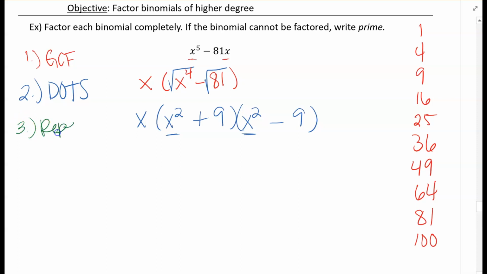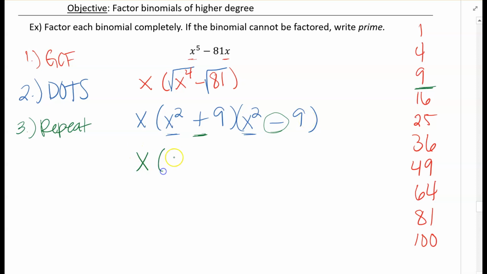So we got to repeat. Check for dots. My second term, I have an addition symbol that is not a difference, so that's not a difference of 2 squares. But my third one, I do have a subtraction symbol, so my subtraction symbol is a difference. X squared is a perfect square, and then 9 is also on my list, so this is a difference of 2 squares, so you can still factor that out.